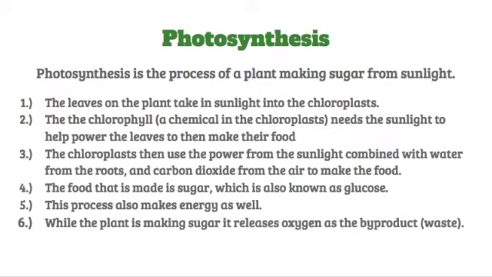So photosynthesis is the process of a plant making sugar from sunlight. And it doesn't just use sunlight. It goes through all these steps. And they can be really complicated, but I've kind of sort of narrowed them down so it's not as complicated. Once you get into higher grades, you'll be learning more of the specifics and the chemical reactions that happen with photosynthesis. So the leaves on a plant are the main place where photosynthesis is going to happen.